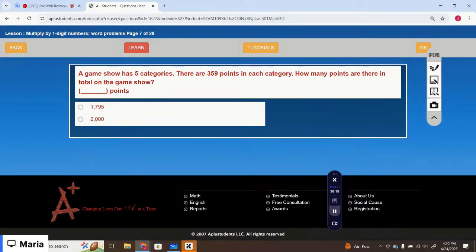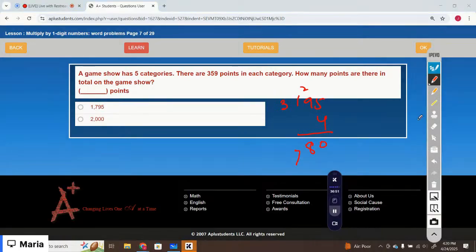A game show has 5 categories. There are 359 points on each category. How many points are there in total on the game show? So, which is the correct option? 359 times 5 equals. 359 times 5.